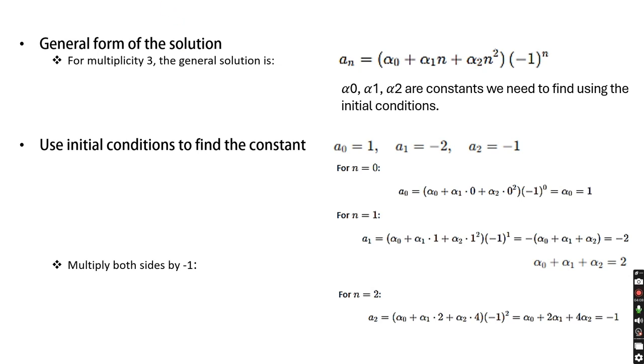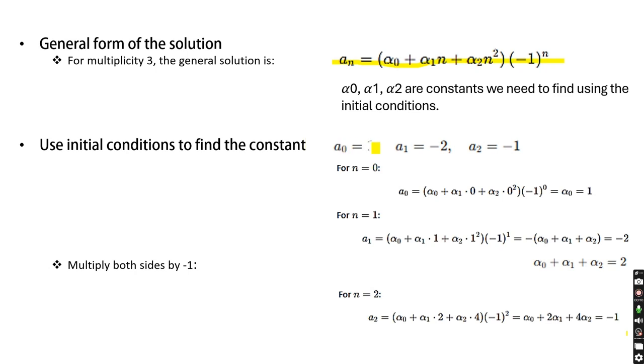And then the general form of the solution, so for multiplicity 3, ang general solution niya is an is equals to a0 plus a1n plus a2n squared times -1 raised to the power of n, where A0, A1, and A2 are constants. We need to find them using the initial na mga conditions. So, we will use the initial conditions nga gipanghatag to find the constants.